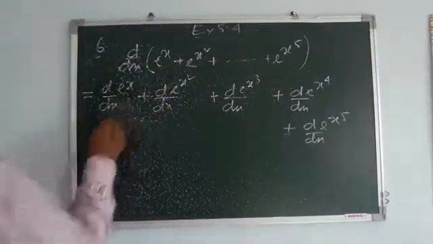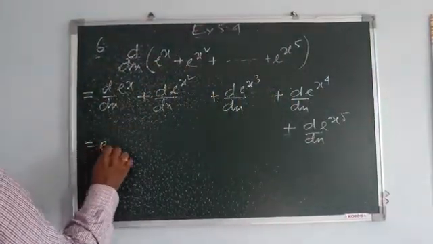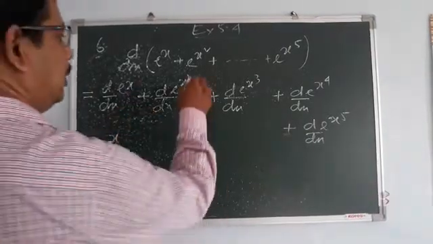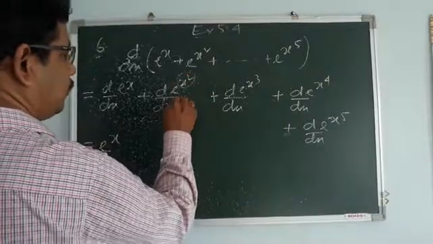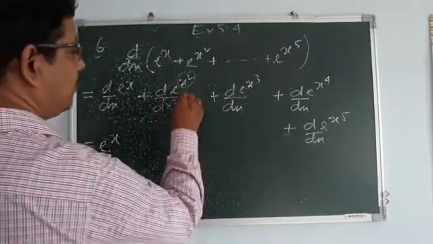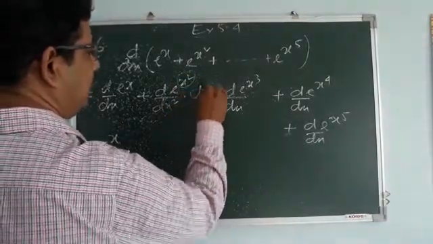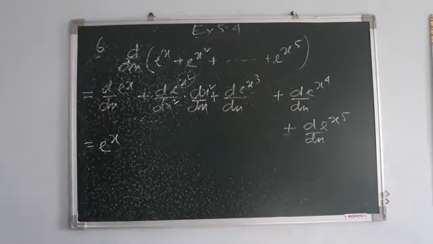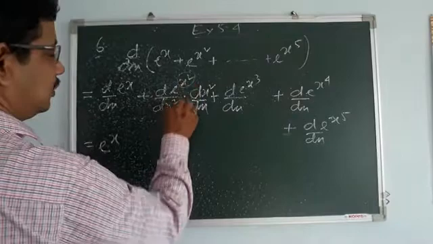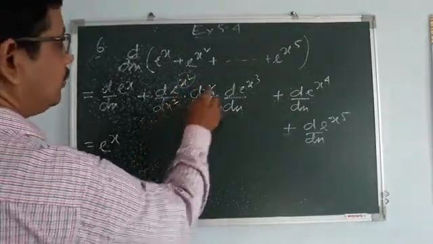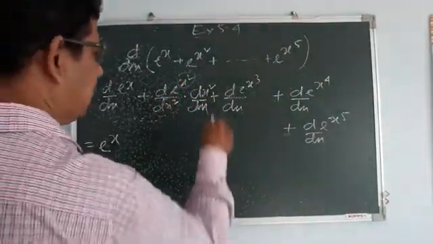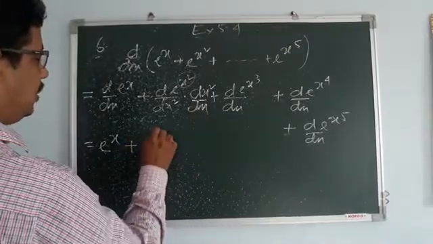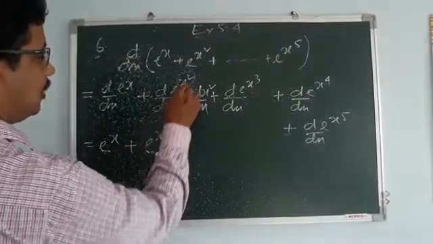This one has no problem, so we can write e to the power x as e to the power x. Here is the problem, because it is x square, so of course we need x square to neutralize. Here you have to write d(x square)/dx. Again I want to repeat: x square with respect to x, to neutralize, d(x square)/dx is written. The differentiation of this one is e to the power x square, because of the same thing.